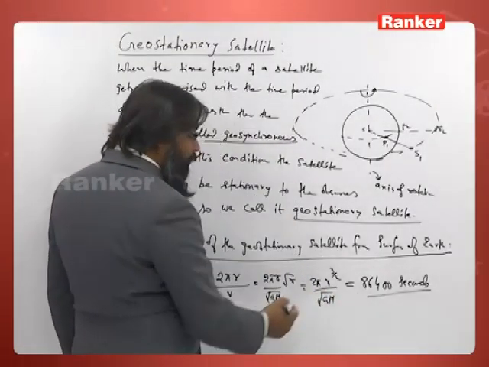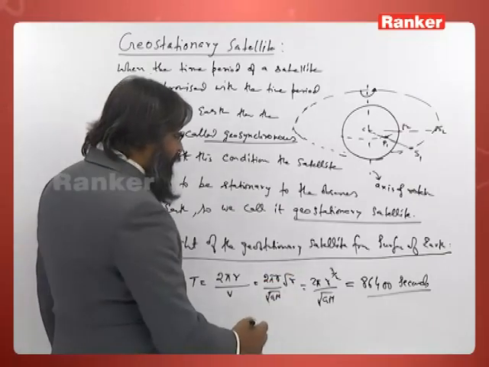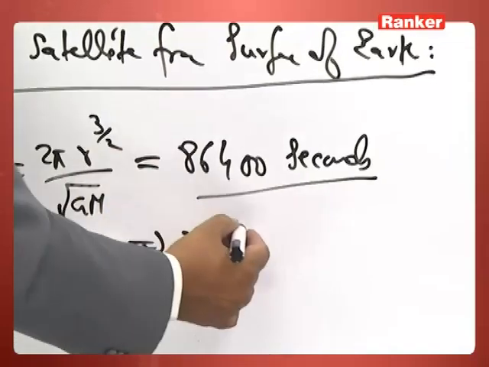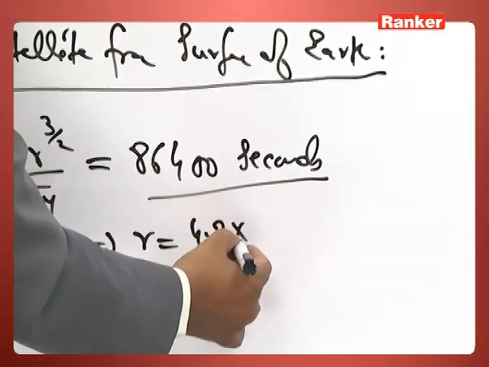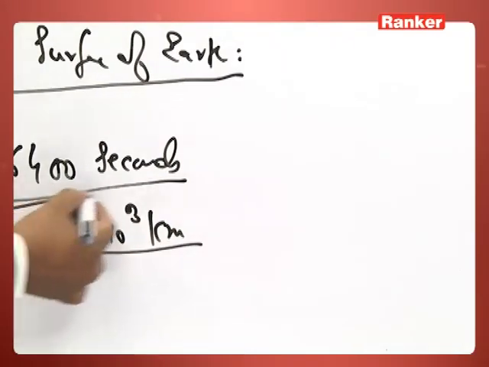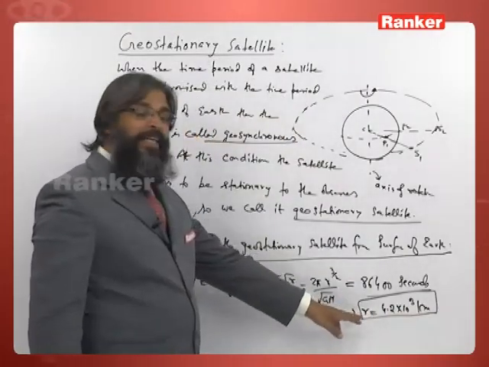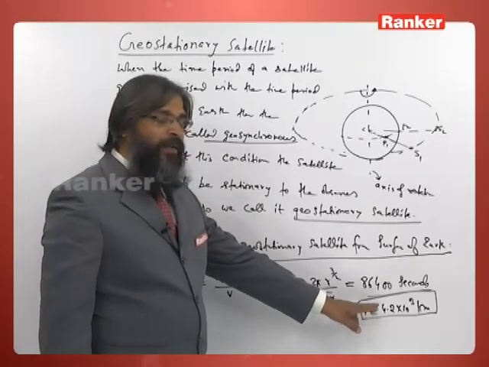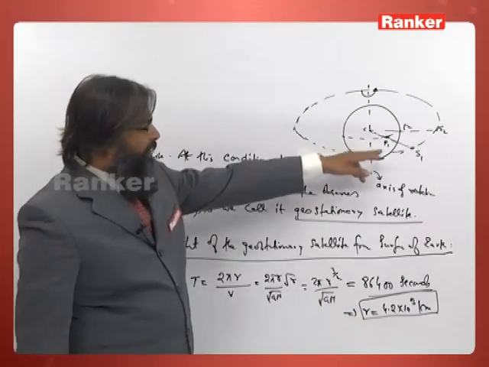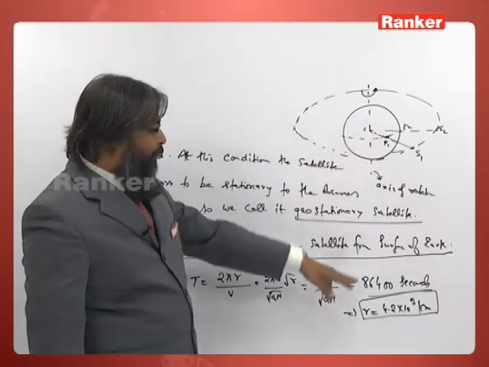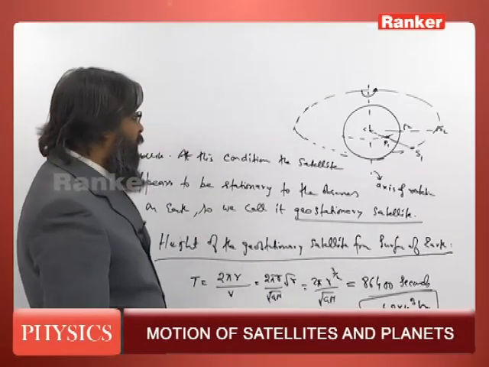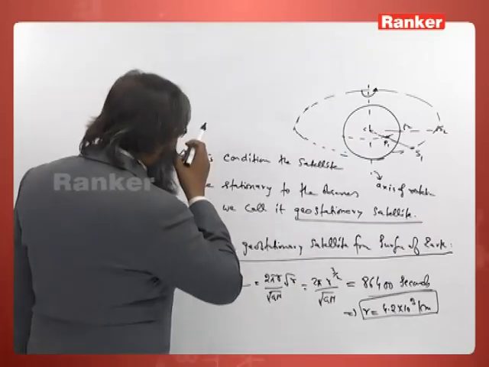So, if I put this value and solve it, we get r nearly 4.2 into 10 to the power 3 kilometer. So, this is the distance of the geostationary satellite from the center of Earth. So, the distance of this geostationary satellite from the center of Earth is 4.2 into 10 to the power 3 kilometer, that is 42,000 kilometer.